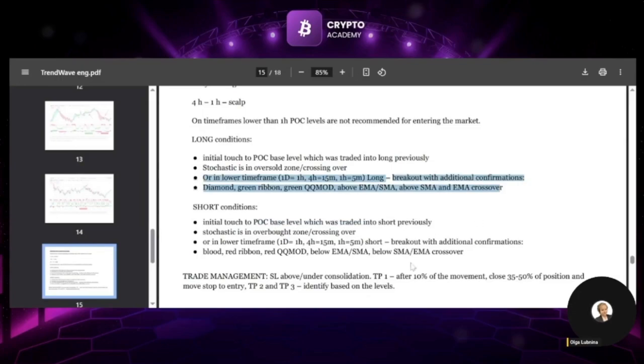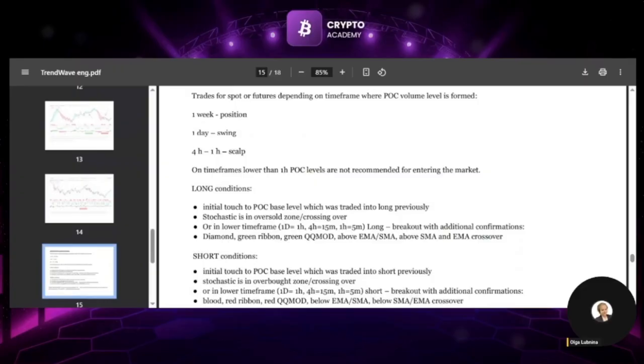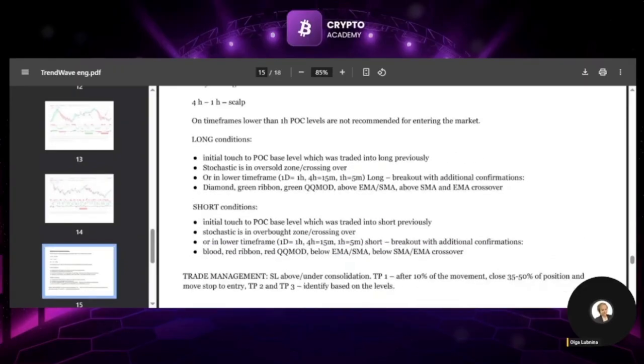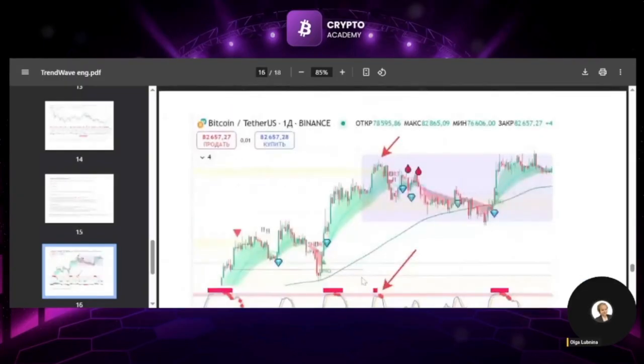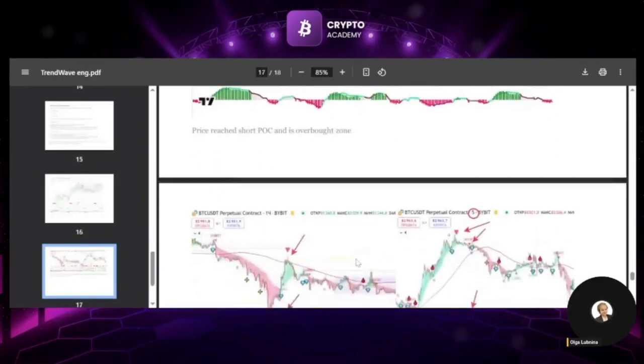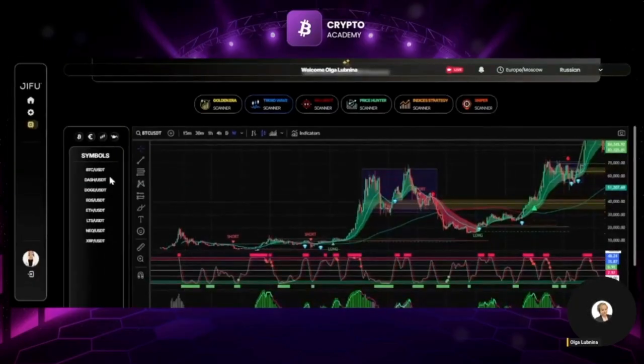Also take into account additional confirmations, which may or may not be there, to increase the probability of this trade. In any case, we do not have a 100% probability, and it's necessary to trade with stop losses. Set parameters correctly and follow trade management rules. So, let's look at examples on the chart on the scanner itself.